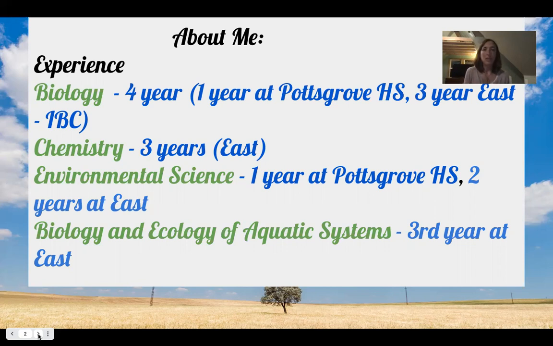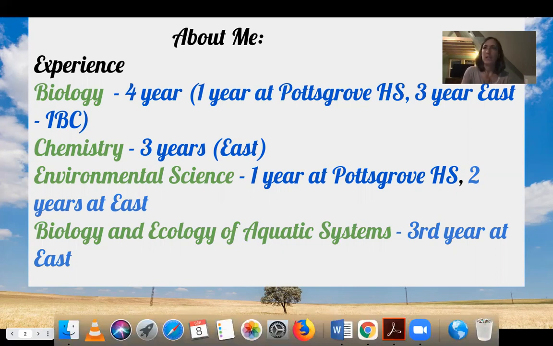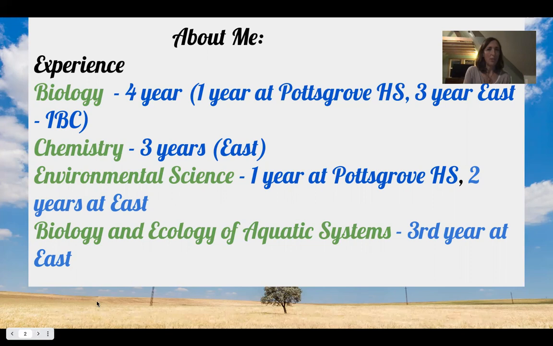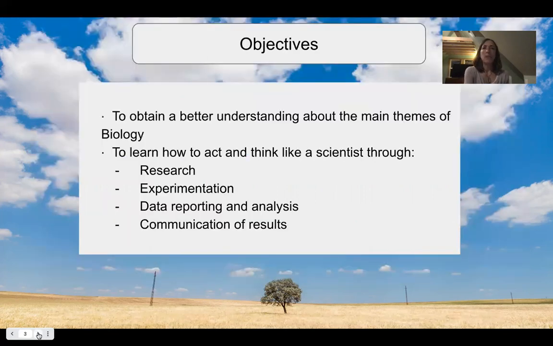I've also taught chemistry here for 3 years. I taught environmental science 1 year at Pottsgrove. I did 2 years of AP environmental science here. And right now I'm on my 3rd year of teaching biology and ecology of aquatic systems, which is my favorite class. And hopefully your students will take that when they're juniors or seniors. Okay, so that's my teaching background, just so you get to know what I've taught and what my experience is. The objectives for this class.